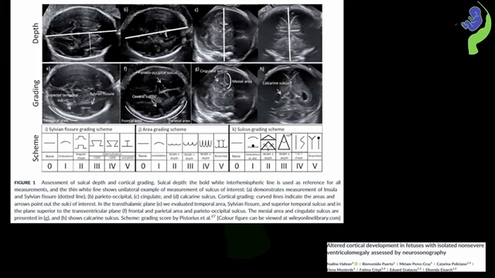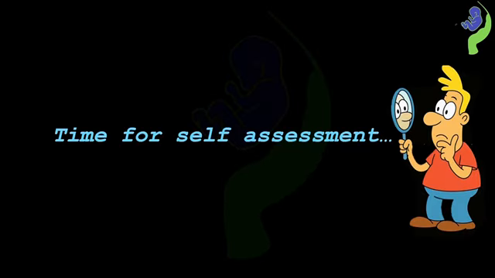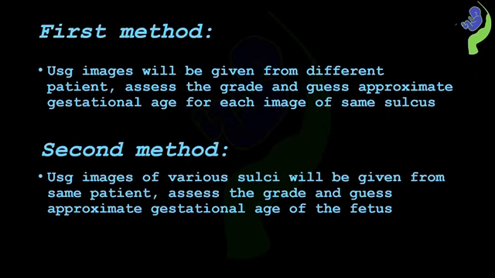Now it's time for self-assessment. In the first method, ultrasound images will be given from different patients and you have to assess the grade and thereby guess approximate gestation age for each image of the same sulcus. In the second method, ultrasound images of various sulci will be given from the same patient. You have to assess the grade and guess the approximate gestation age of the fetus.